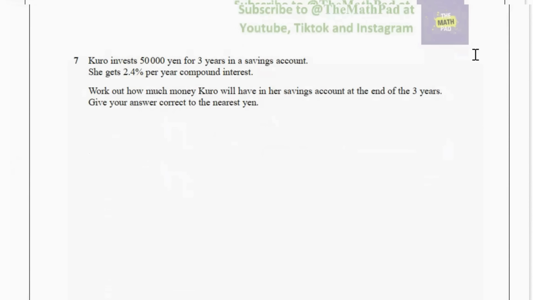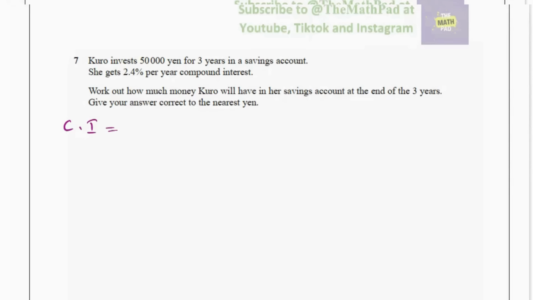So I also heard that compound interest did not come in paper 1, so it can come in paper 2. So Kuru invests 50,000 yen for 3 years in a savings account. She gets 2.4% per year compound interest. Work out how much money Kuru will have in her savings account at the end of 3 years, giving your answer correct to the nearest yen.